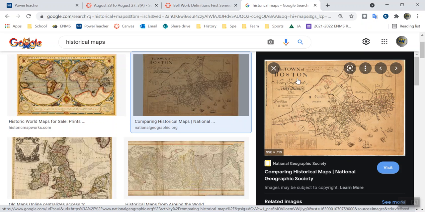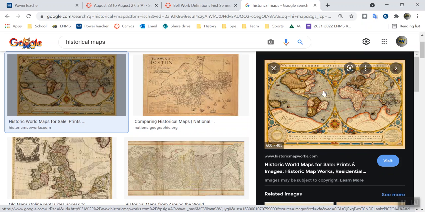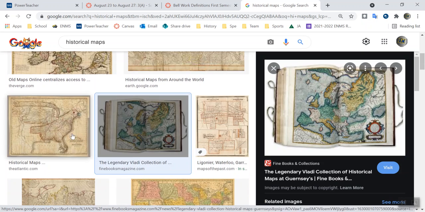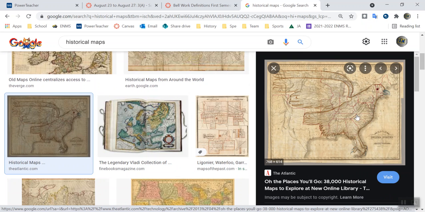So this is a town of Boston historical map. So could we put down a historical map of Boston? Yes, you can. This is an historical map of the world. This is what they thought the world used to look like back in the day. Here's a map of Europe. Here's a map of a bird that looks like America. Okay, so this person put a bird in America as a symbolism. So it's like the bald eagle there.